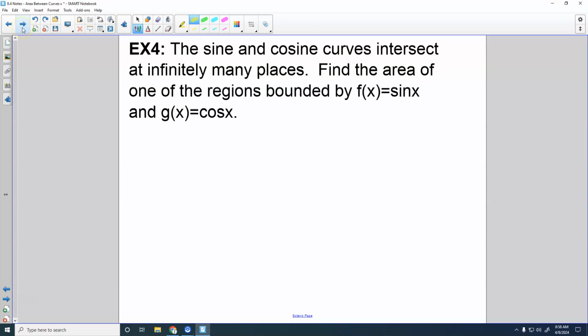All right. Okay, the sine and cosine curves intersect at infinitely many places. Find the area of one of the regions bounded by f of x equals sine x and g of x equals cosine x. So now is a wonderful time for us to review the graphs of sine and cosine. What is the highest sine ever goes and the lowest sine ever goes? 1 and -1, right? So -1 is the lowest we need to go. +1 is the highest we need to go.